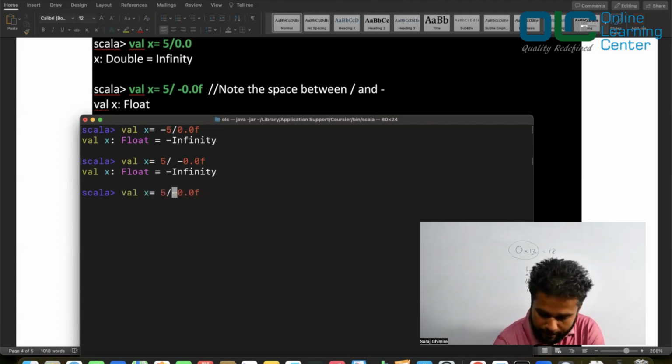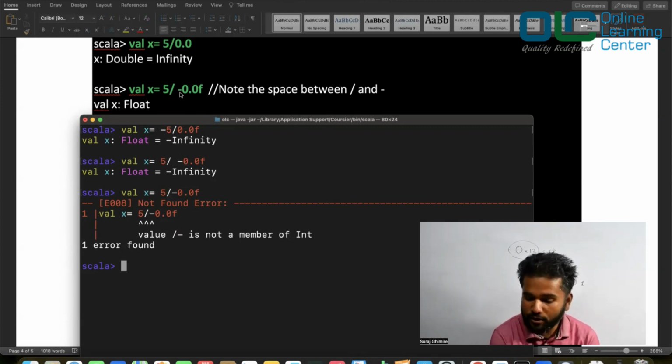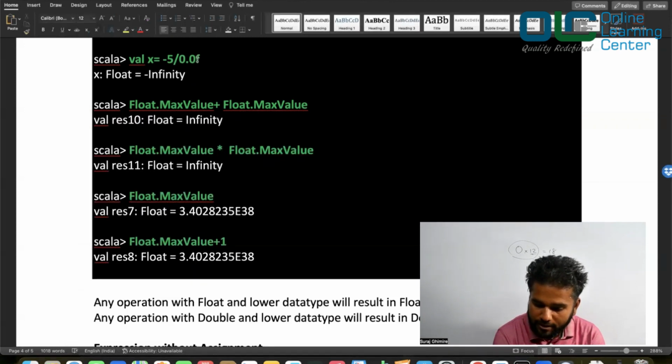So what if I don't give a space here? Then it would not be able to differentiate what exactly you are trying to do. That's the reason we have given a space, and all these small things actually matter a lot, right? Check it out. Well, x is equal to minus 5 by 0.0f. Now what is this f? This f is basically float, and you are trying to divide this number by 0.0 float, which will always give me infinity, but since there is a minus symbol here, the result is minus infinity.